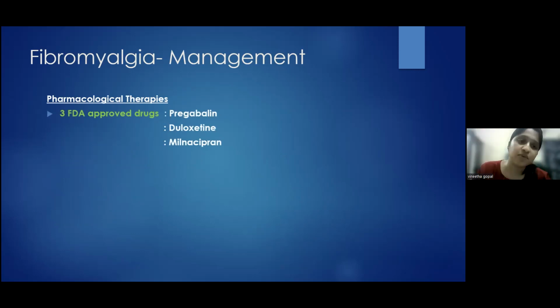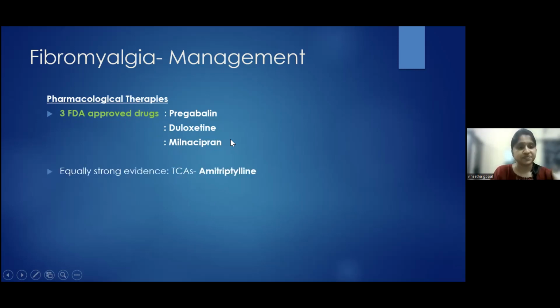Okay. So FDA approved does not mean that these have the highest evidence, and FDA approval does not have much importance in India, I think. But anyway, they say that these three have the highest evidence, but if you look at different articles, the evidence is conflicting. Still, these are the three FDA approved drugs: pregabalin, duloxetine, milnacipran. It's available in India, I think, but not in our part of India anyway. I am not getting this drug. And there is equally strong evidence for tricyclic antidepressants, amitriptyline.